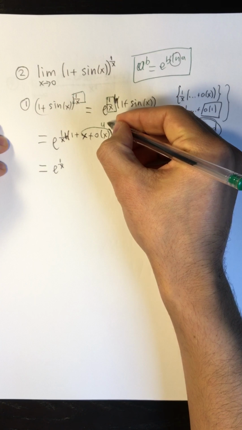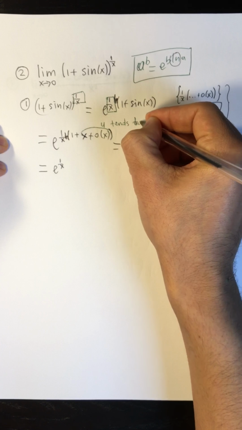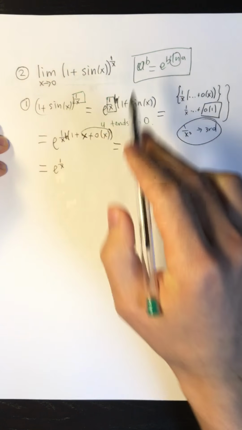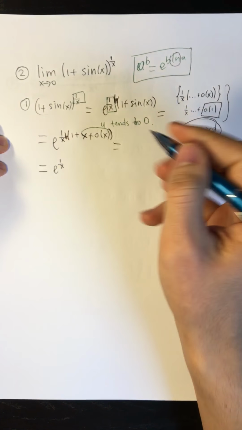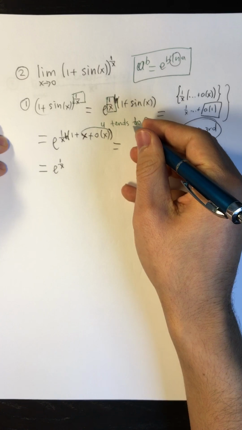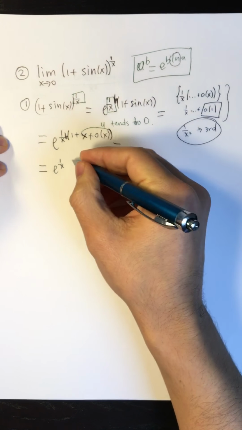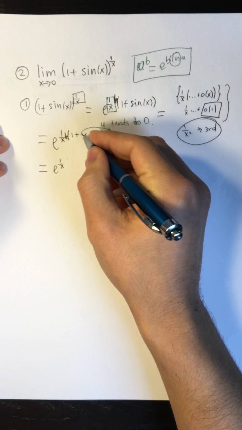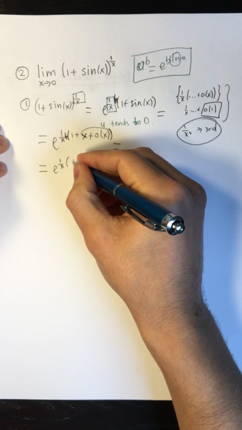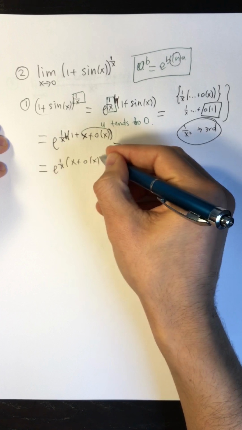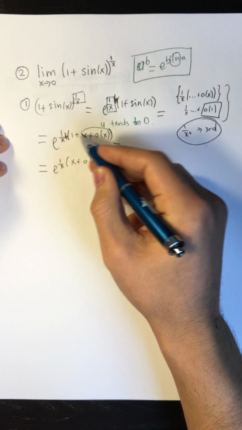If you think this is u tends to zero, you must write this, u tends to 0, because if x goes to 0, u tends to 0. And that means you are letting the professors know that you are using, you can use the formula. It's important. And now from here, if you take the first order, x plus o(x), I'm using the ln(1 plus u) formula.